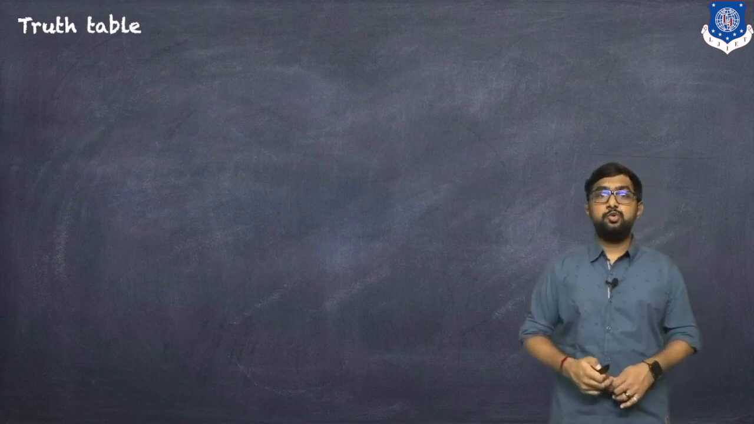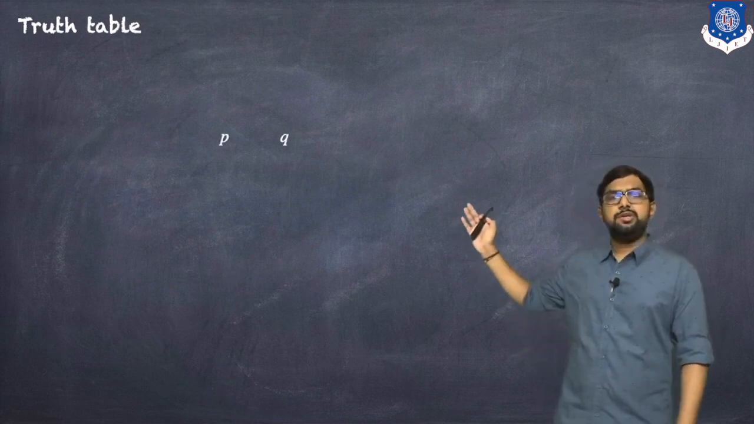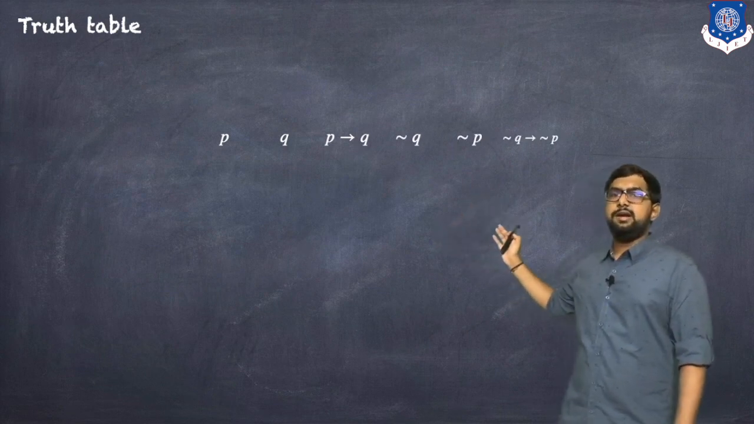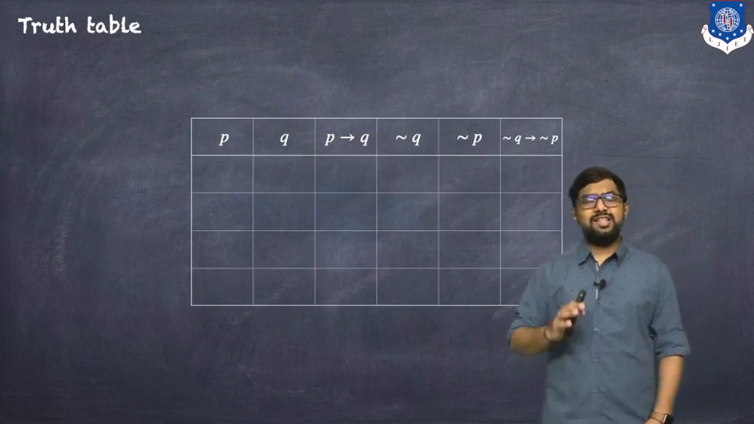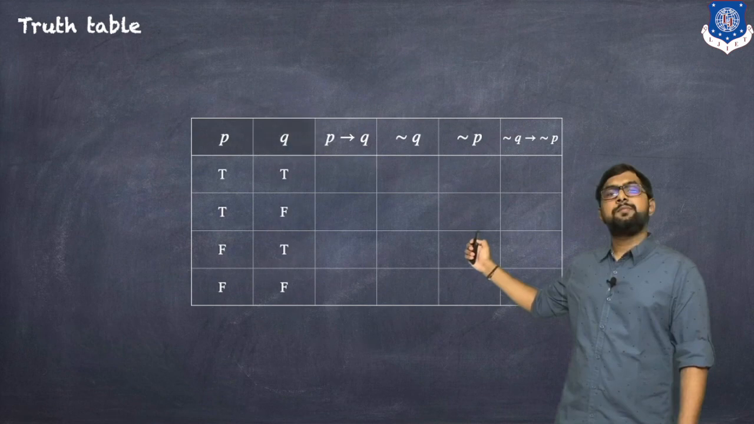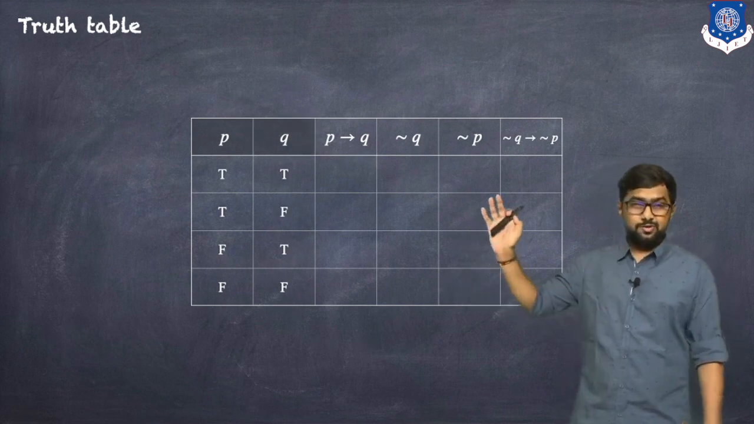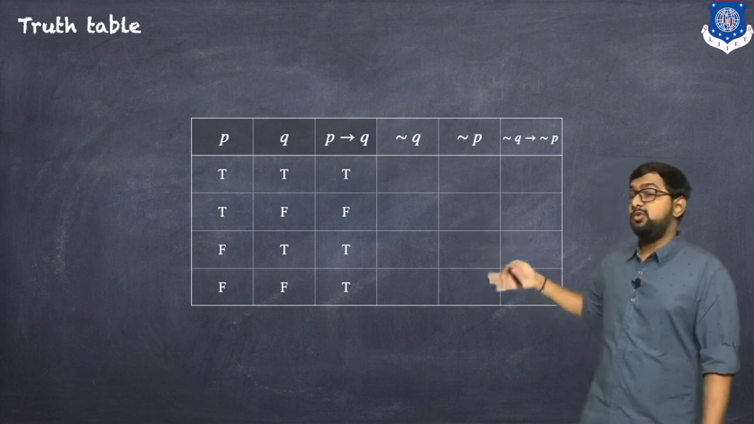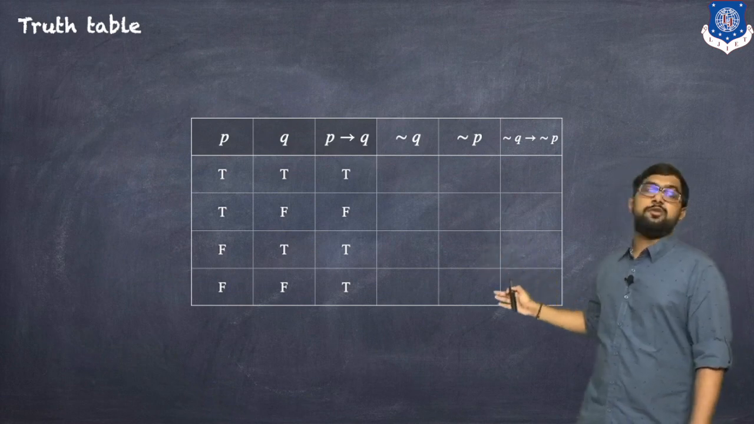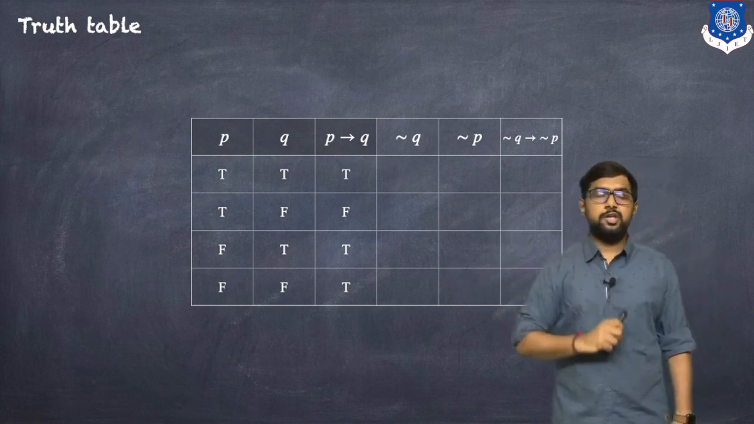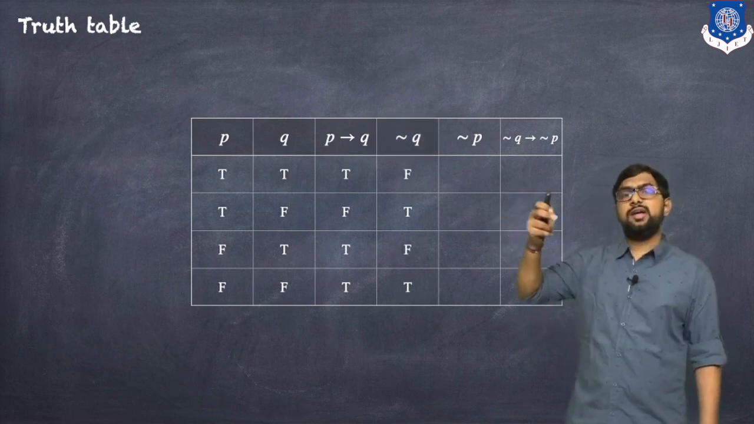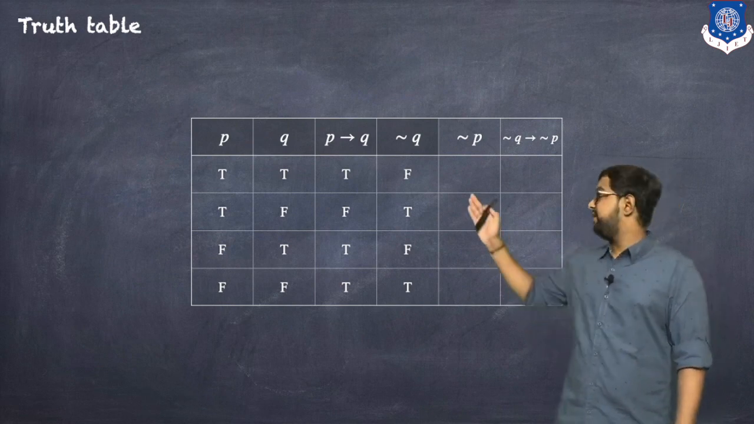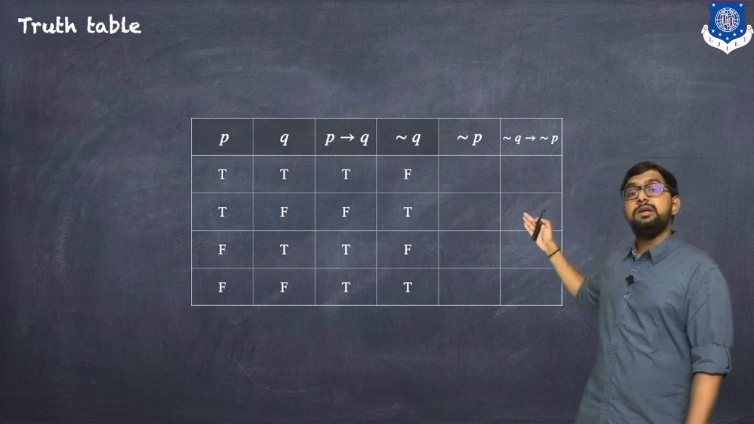Let us construct the truth table. We will need P, Q, then P implies Q, then not Q, not P, and lastly not Q implies not P. Again there will be four possibilities: TT, TF, FT and FF. Now P implies Q will be T, then TF will be F, then FT, the conclusion part is T, and both false will be true. Now same, not Q. Consider Q: in Q we have TF, TF, so it will be FT, FT. Now not P. In P we have TTFF, so in not P it will be FFTT.